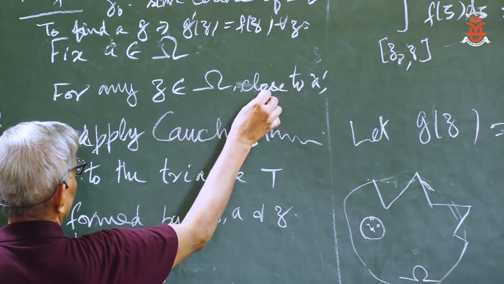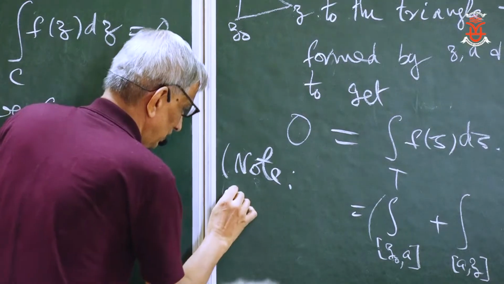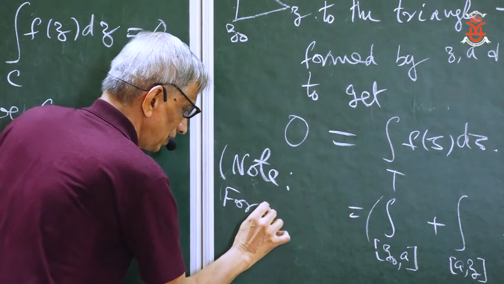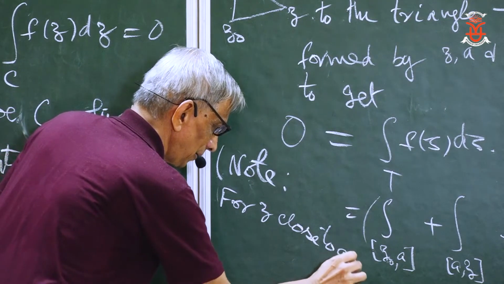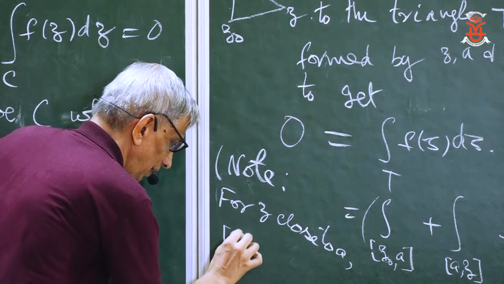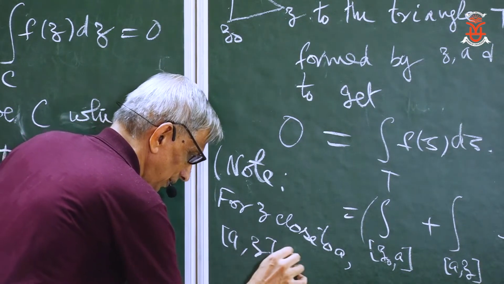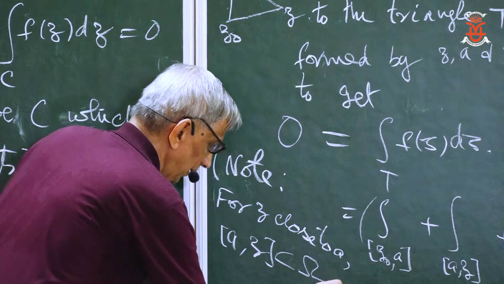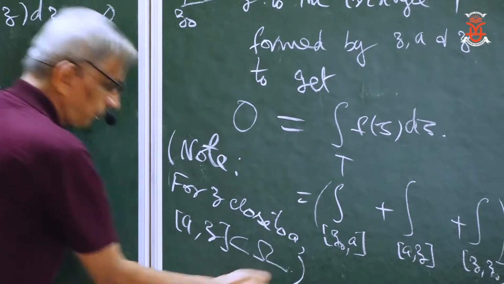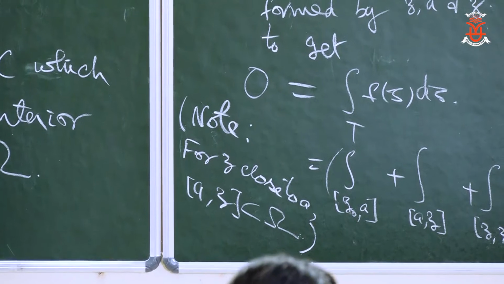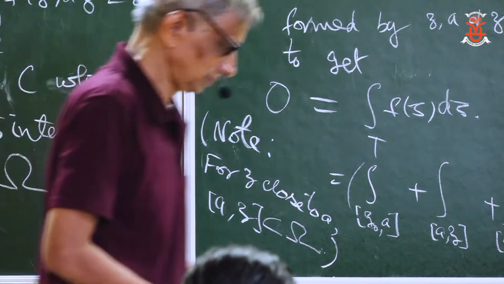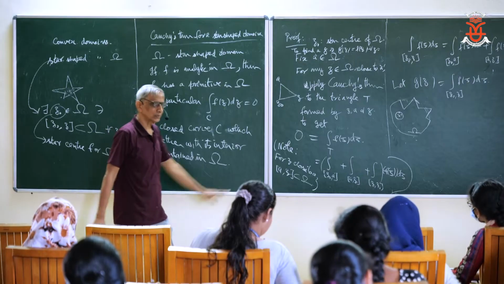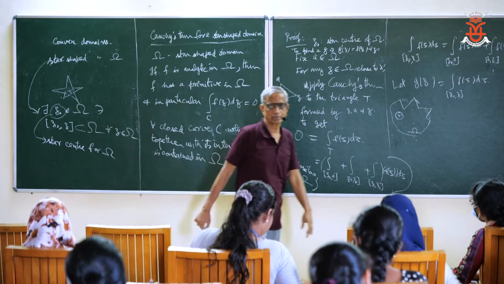So note here that for z close to a, the segment az will be contained in omega. Okay, now everything is fine. No problem with any of this.